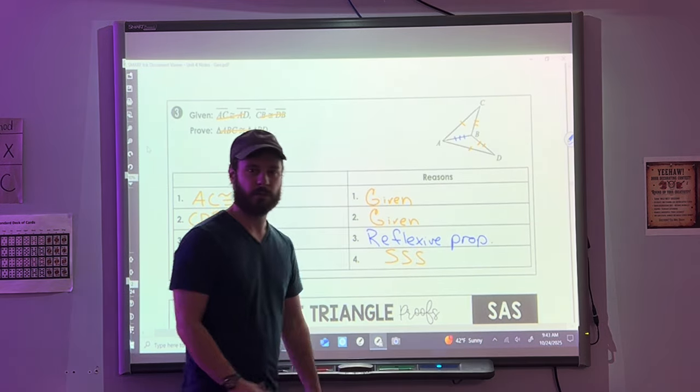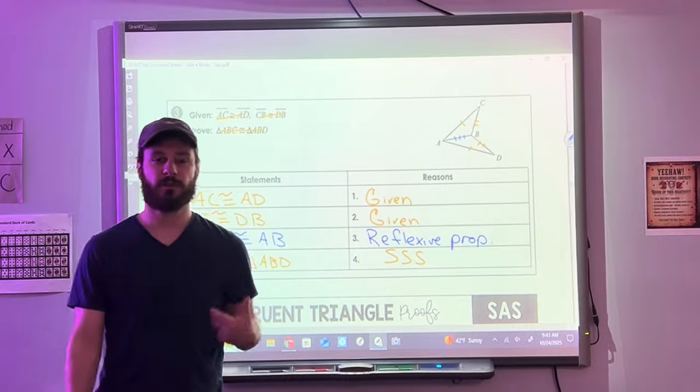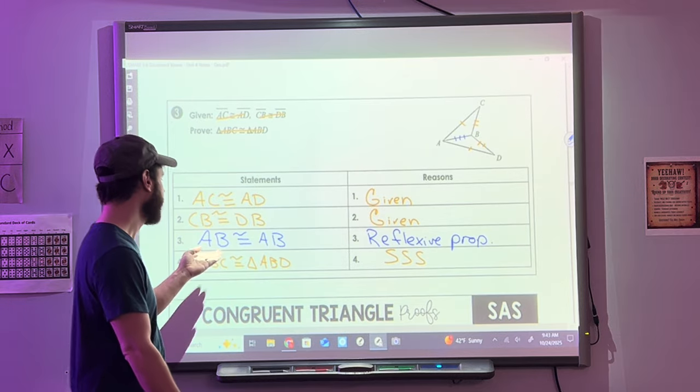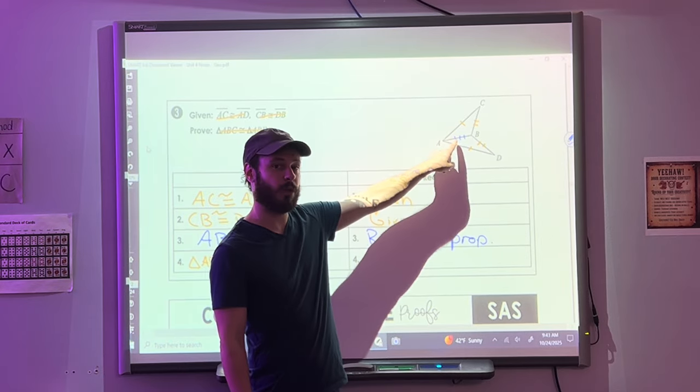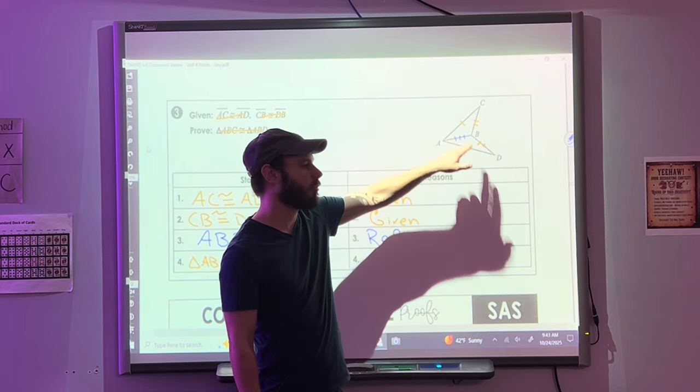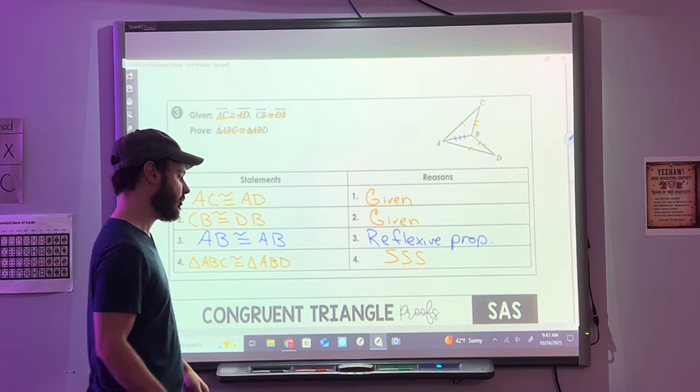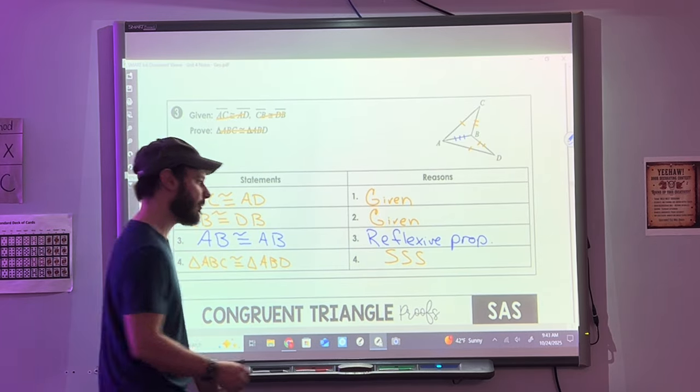The reflexive property, because remember, if you look into a mirror, it's reflecting and you see exactly yourself. AB is congruent to AB. That is another trick. You will always use that. So if you see an overlapping, you know you're going to use reflexive. Just like if you see midpoint, you're going to use definition of midpoint. Okay.